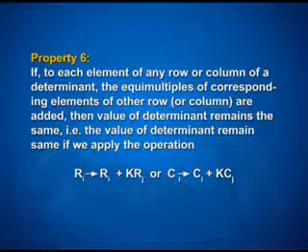Now, let us look into the property number 6. If to each element of any row or column of a determinant, the equimultiples of corresponding elements of other row or column are added, then value of determinant remains the same. That is, the value of determinant remains same if we apply the operation R i is given by R i plus k into R j or C i obtained by C i plus k into C j.